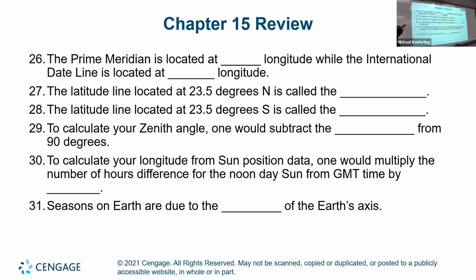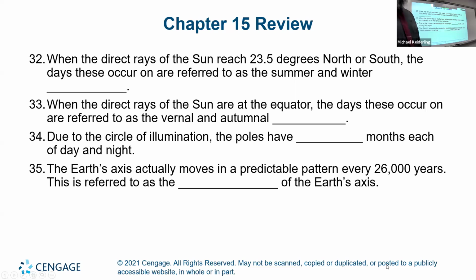And seasons on Earth are due to the tilt of the Earth's axis. When the direct rays of the sun reach 23.5 degrees north or south, the days these occur on are referred to as the summer and winter solstices. When the direct rays of the sun are at the equator, the days these occur on are referred to as the vernal and autumnal equinoxes.